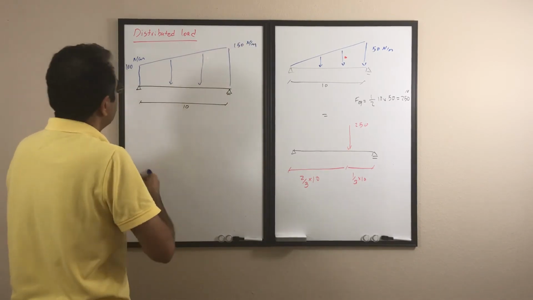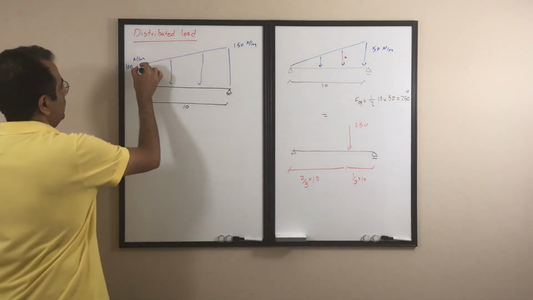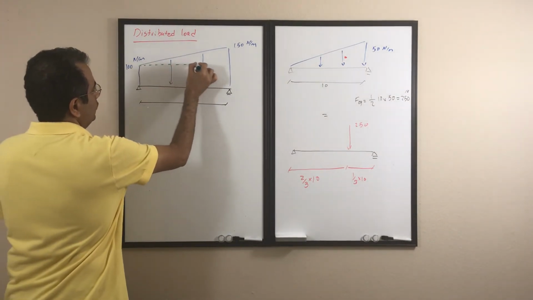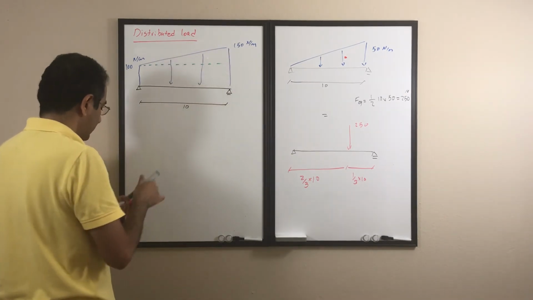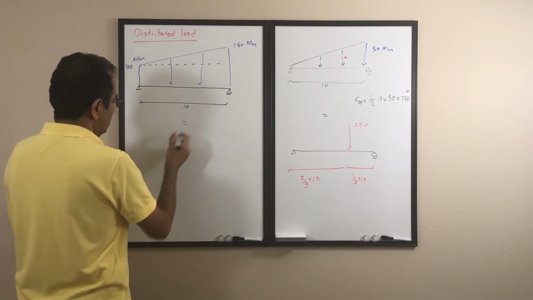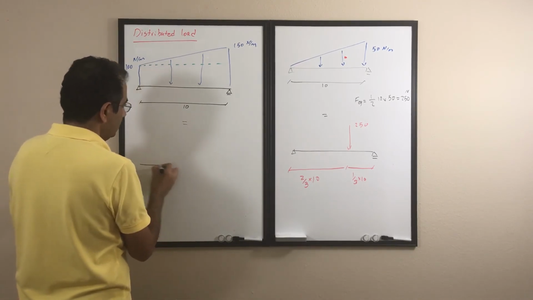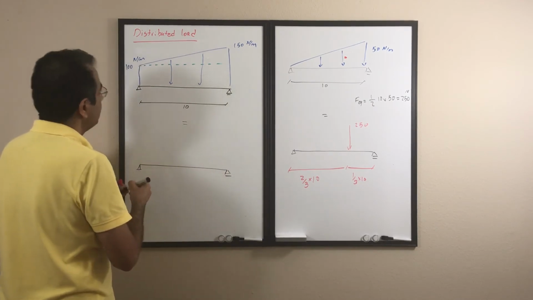To work with that, I will go ahead and break down that trapezoid into two parts. There's one rectangle down here and one triangle on the top. And then I will add them together. So I'm going to say that this one is equal, and I draw that.